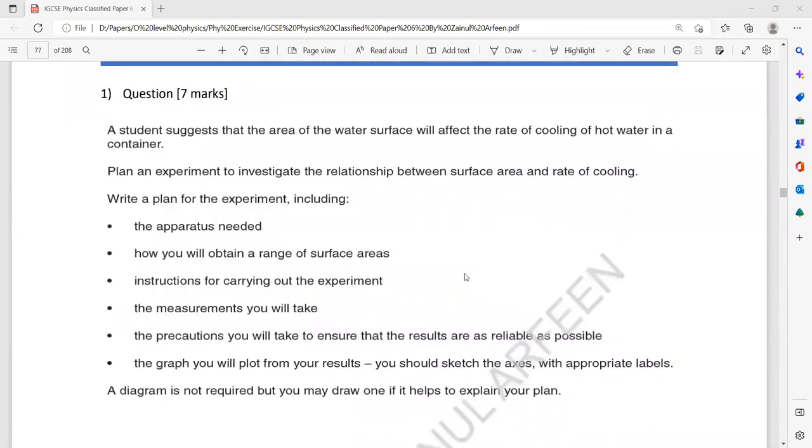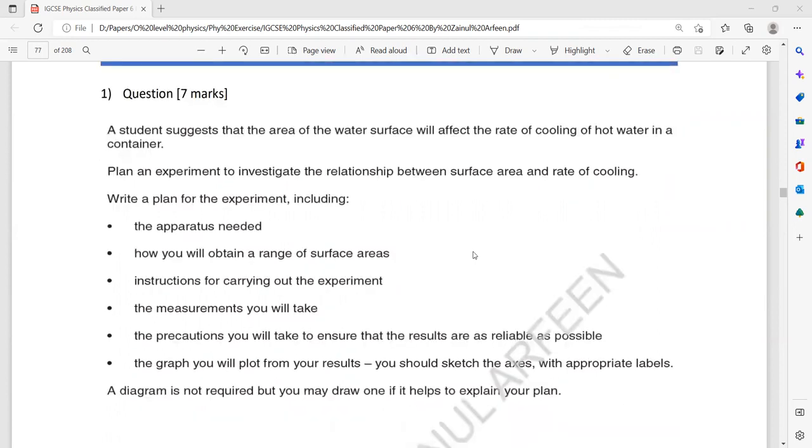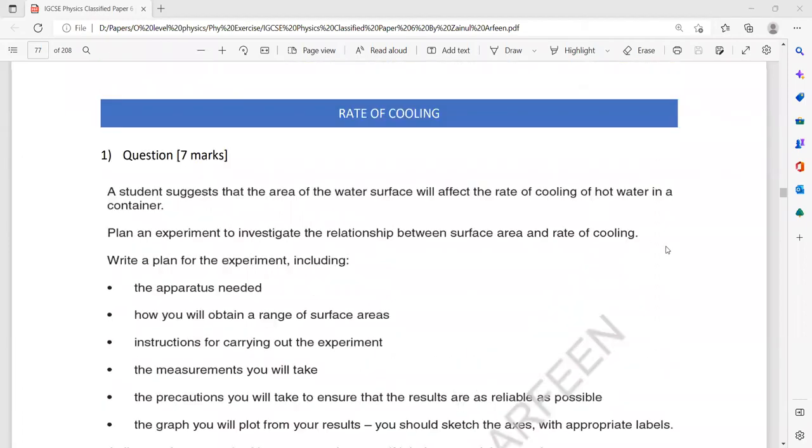So starting with the first question, which is actually planning an experiment. Whenever you plan an experiment, you should try to answer the points which are mentioned in the question. This question is from 7 March. A student suggests that the area of a water surface will affect the rate of cooling of hot water. Like if we change the surface area, the time it will take to cool down will change for hot water.